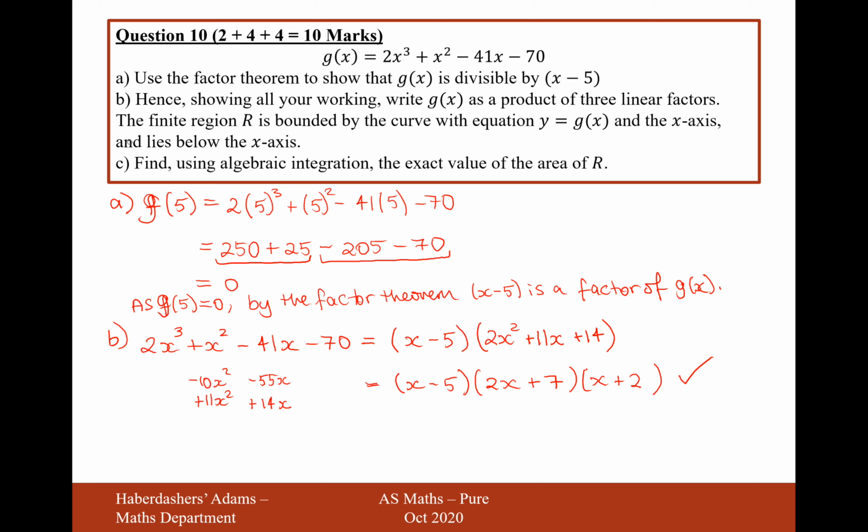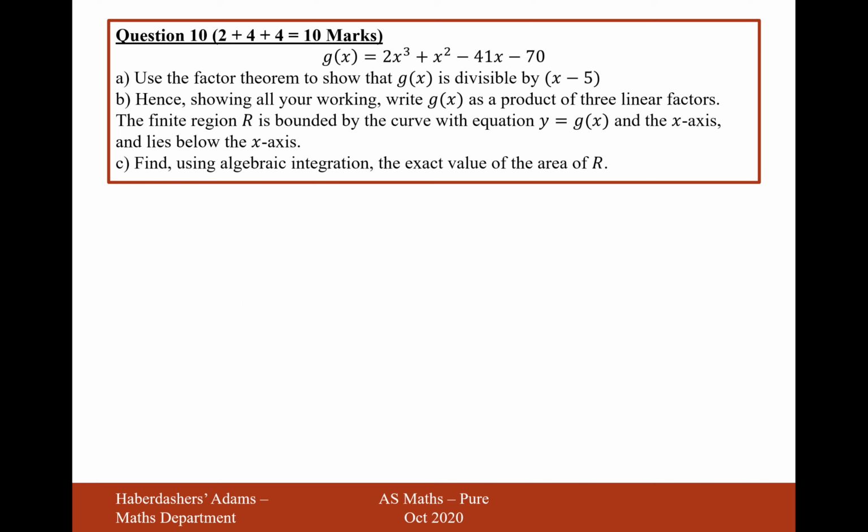The finite region R is bounded by the curve with the equation y equals g of x, the x-axis, and the line below the x-axis. Using integration, find the exact area of R. So first of all, I'm going to just sketch out what I've got here. In fact, let's do it on the next page. So we've got g of x equals x minus 5, 2x plus 7, and x plus 2.